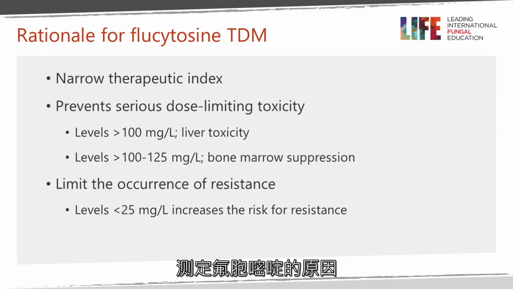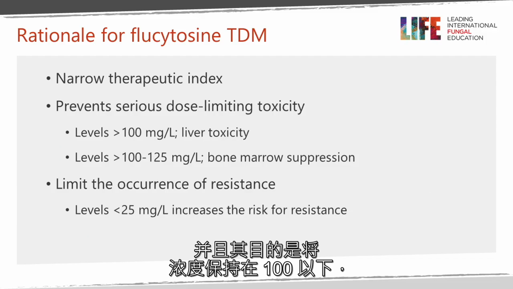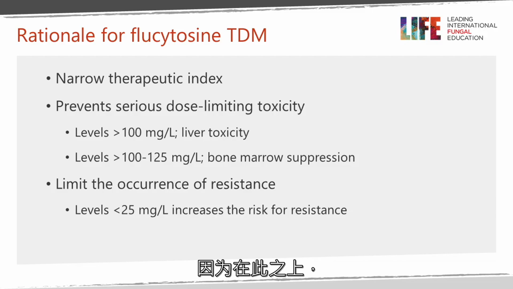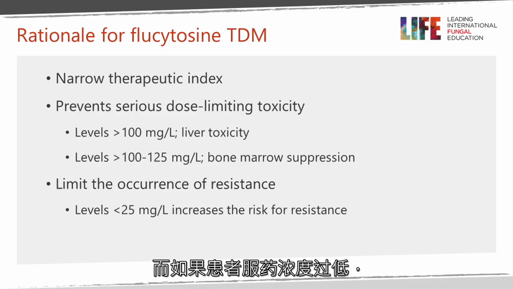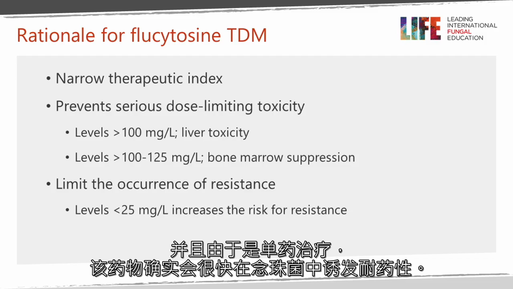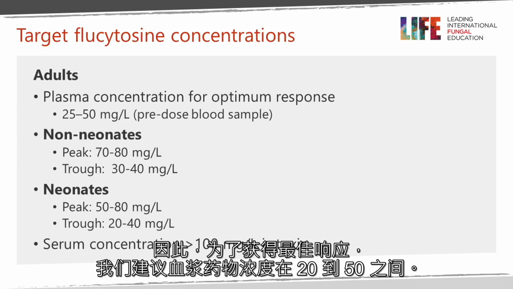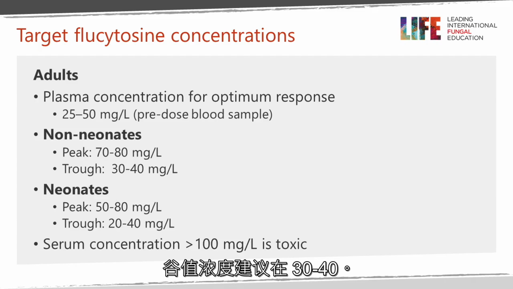The reason for measuring flucytosine is because it has a relatively narrow therapeutic index, and the idea is to keep levels under 100 because above that you get liver toxicity and bone marrow suppression in occasional patients. And if you have levels that are too low, then there's a greater chance of resistance emergence, and as monotherapy this drug does induce resistance in Candida quite fast. So our plasma concentrations for optimal response are between 20 and 50 trough levels. The recommendation is between 70 to 80 peak and 30 to 40 trough.